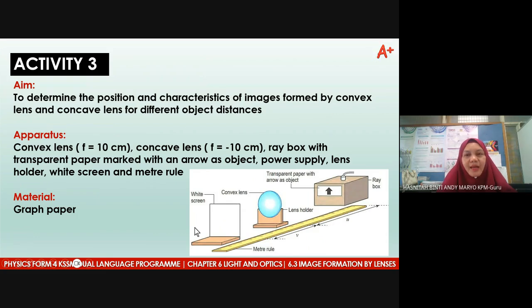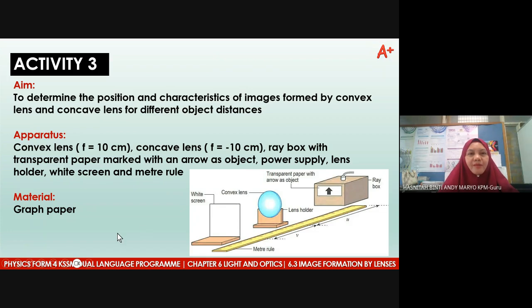Okay, so this is the diagram of apparatus. We need a convex lens placed in a lens holder, and this is our light ray source, and this is our widescreen. We place a transparent paper with an arrow drawing there as our object. So what we need to do, we adjust the position of the convex lens until you can see a sharp image of the arrow formed here on the widescreen.